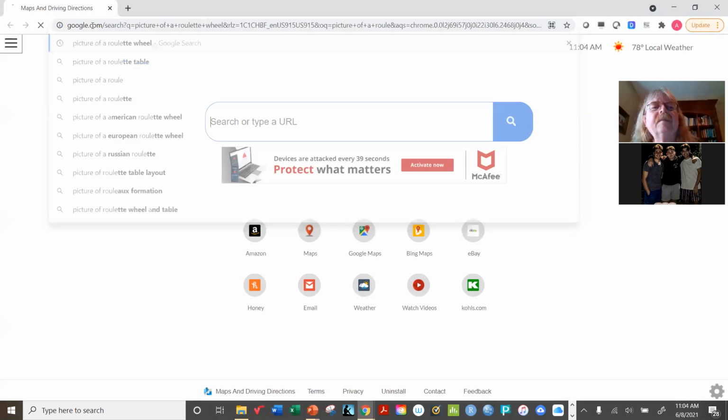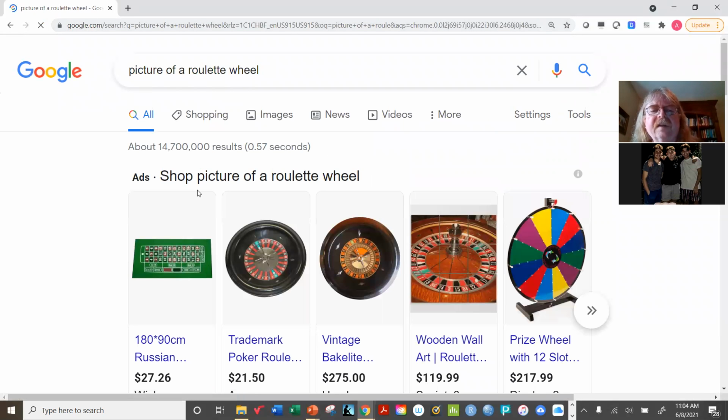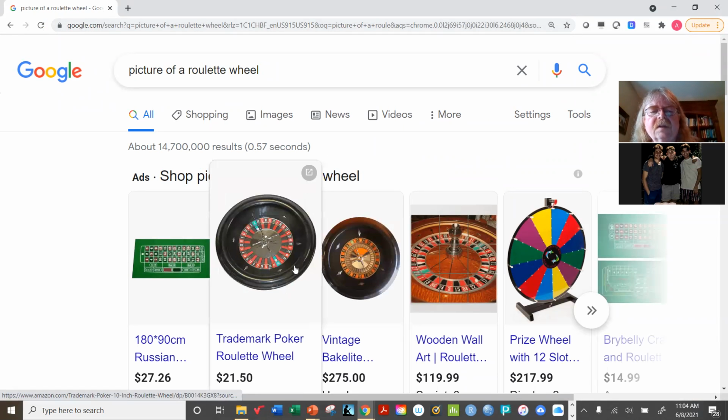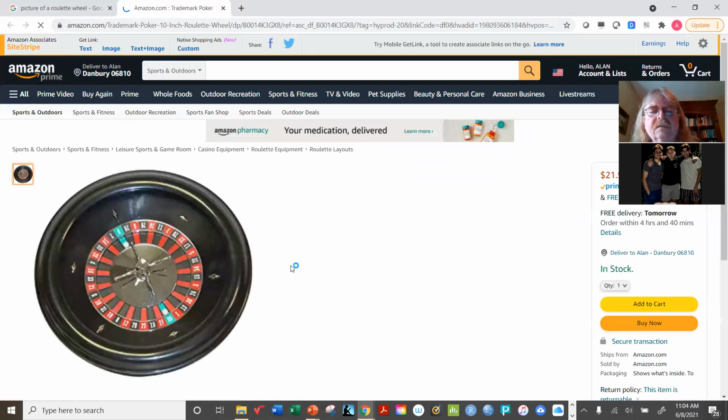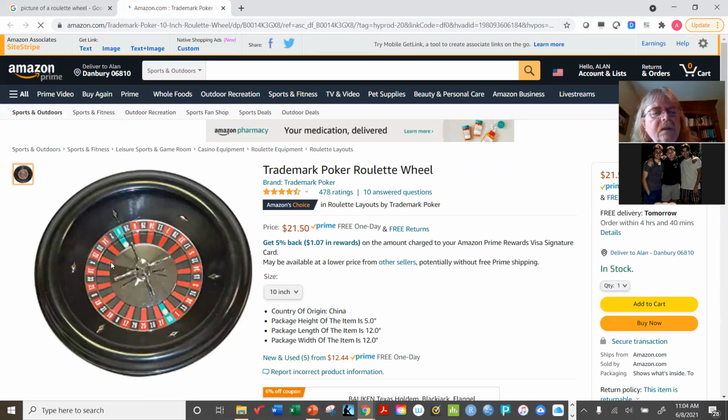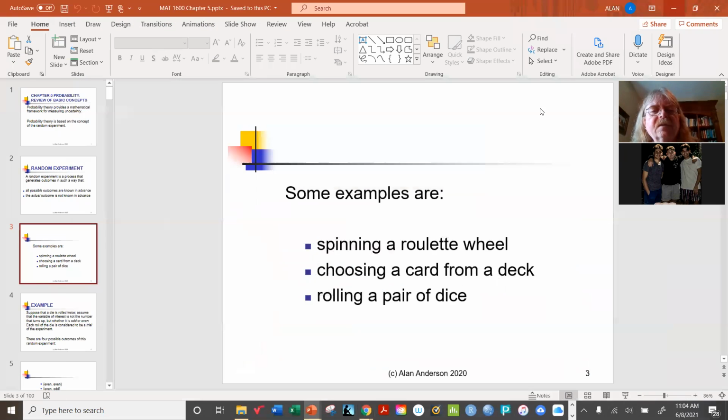But you may have seen this game like in a James Bond movie. What's going on with this thing? Well, you see there's a ball spinning around in here, and there's a bunch of numbers. And each number is equally likely to turn up when you spin the wheel. And whatever number turns up determines how much money you win when you play this game.